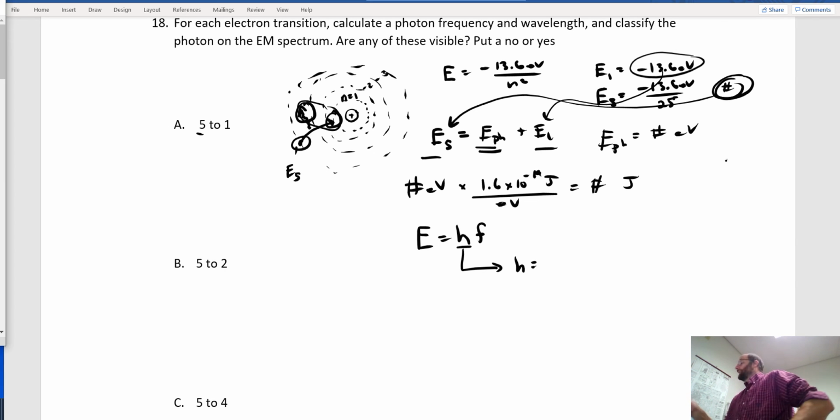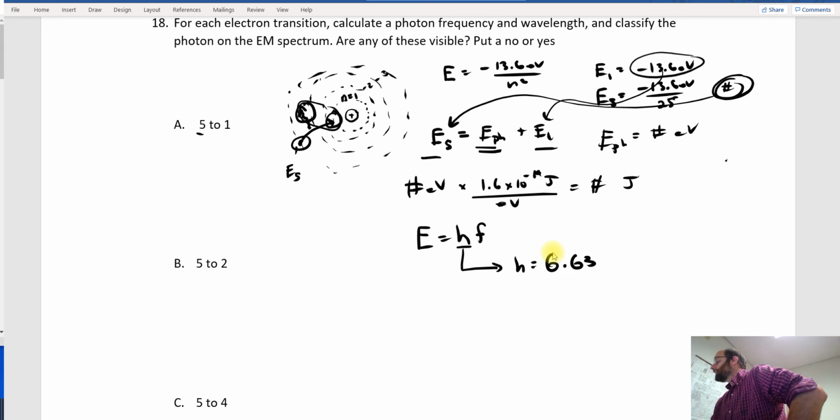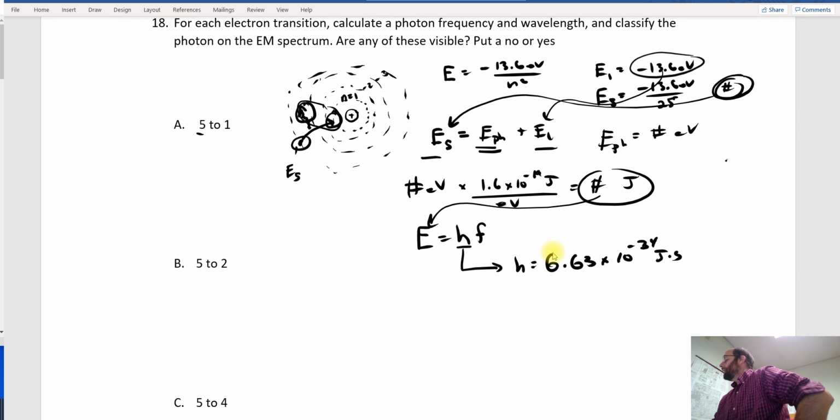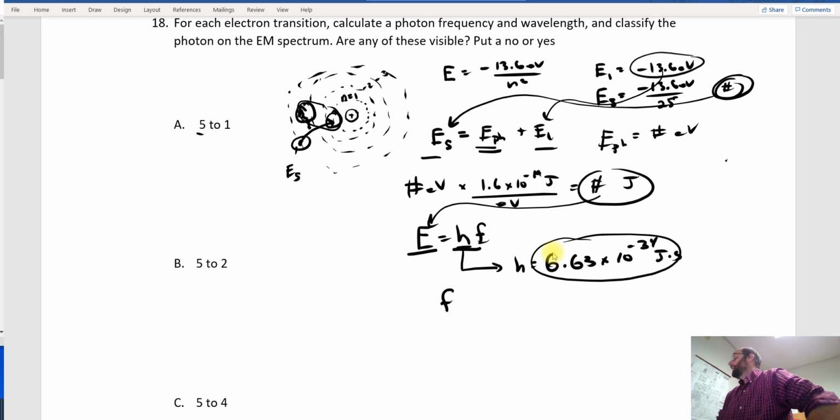Okay, that number, Planck's constant, you can use 6.63 times 10 to the minus 34th. Units come out in joule seconds. All right, so you're going to take this number, and that goes there. And then Planck's constant is this, and that's how you get the frequency out of it. Basically, you're going to take this, divide by this. Now, once you have the frequency, it says and wavelength.